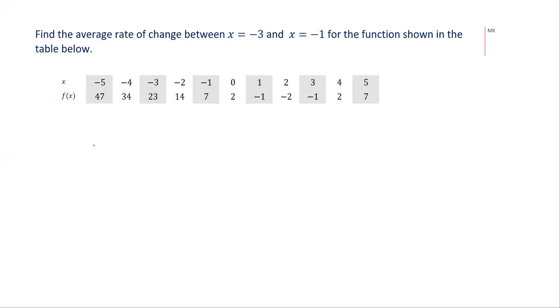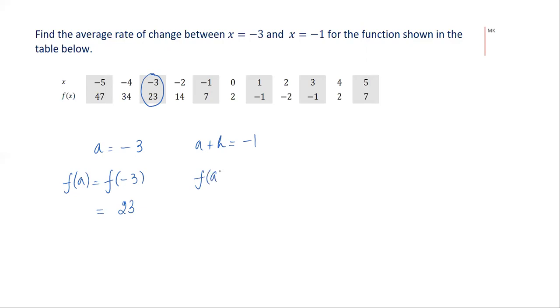So a is -3, right? And a plus h is -1. So f of a is f of -3, and see what it gives us. So go to your function where f of x, you go to the x column and then you look at the corresponding f of x for x equals -3, and that gives us 23.